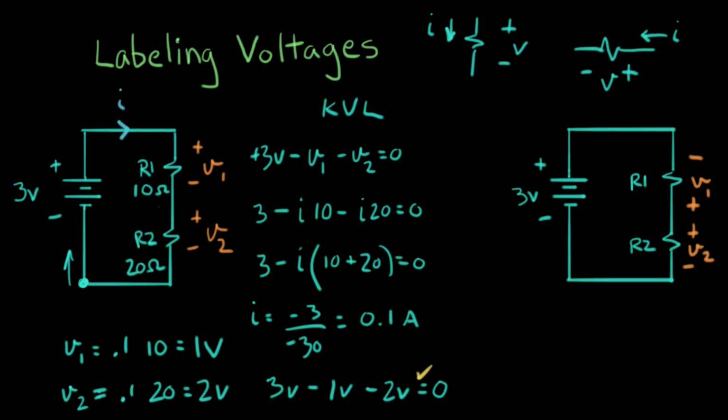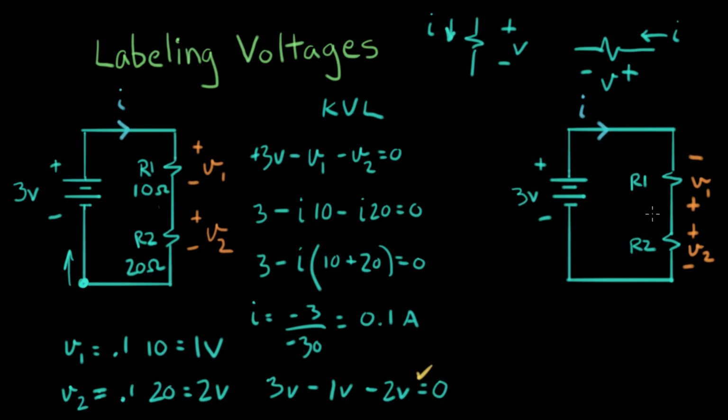And now I need a current variable. I'm going to call my current variable I here, just like we did before. Now at this point, you might say, Willie, you did it wrong. That's not the right voltage label. But I want to show you that I'm going to get the same answer even though I did it this unusual way. So let's do the same KVL analysis on this circuit.